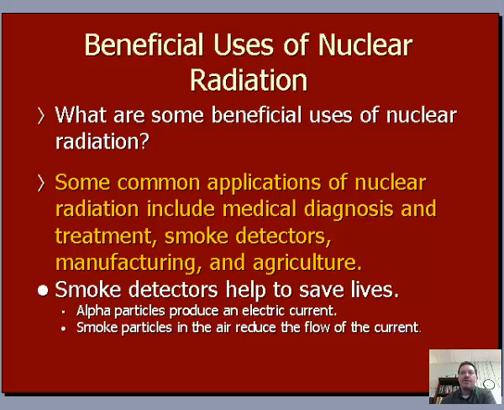So what are some beneficial uses of nuclear radiation? Some common applications of nuclear radiation include medical diagnosis and treatment, smoke detectors, manufacturing, and agriculture. Smoke detectors help to save lives. We have alpha particles that produce an electric current within smoke detectors, and smoke particles in the air reduce the flow of current. When the current is reduced because of smoke, the alarm goes off because there's a change in that current.